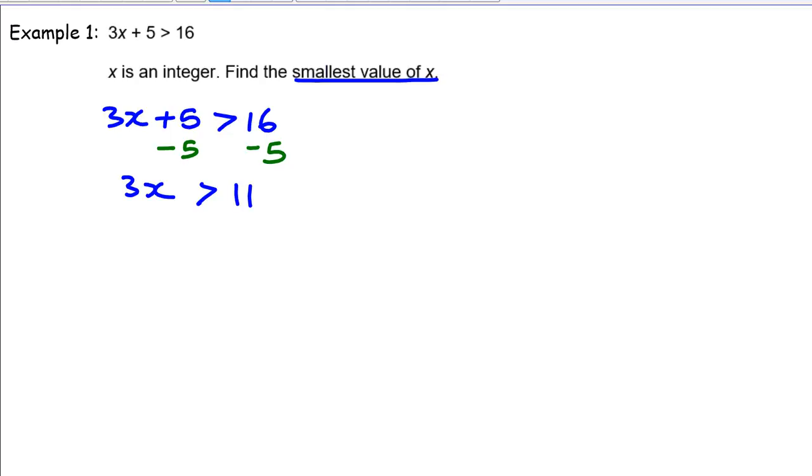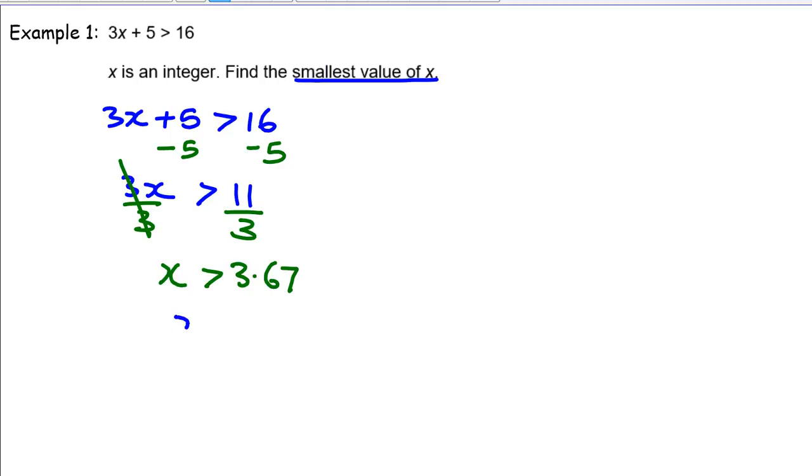And then, of course, the opposite of multiplying by 3 is dividing by 3. So we divide by 3, we divide by 3. So we'll end up with x is greater than 3.67. Now, remember, x is an integer, and we want to find the smallest value of x. It's a whole number. Now, if x is greater than 3.67, that means x can be any number that's greater than 3.67. So the smallest value of x is actually 4.